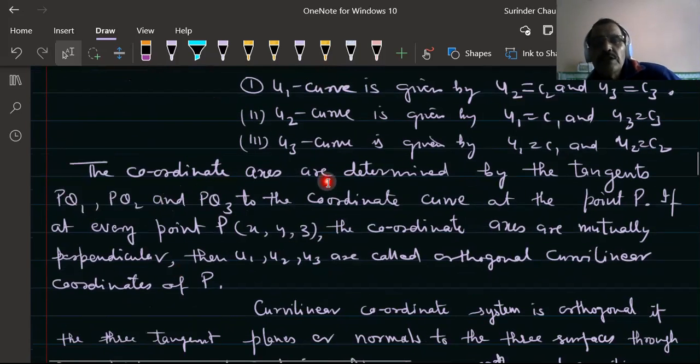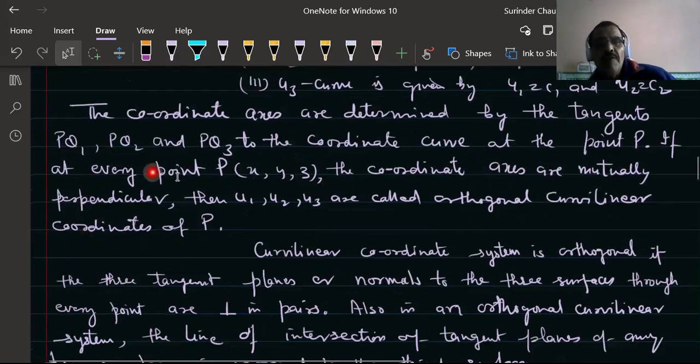The coordinate axes are determined by the tangents PQ1, PQ2, PQ3 to the coordinate curves at the point P. When we say PQ1, PQ2, PQ3 are the coordinate axes, the point is point P. If at every point P with rectangular coordinates x, y, z the coordinate axes are mutually perpendicular, then u1, u2, u3 are called orthogonal curvilinear coordinates of point P.